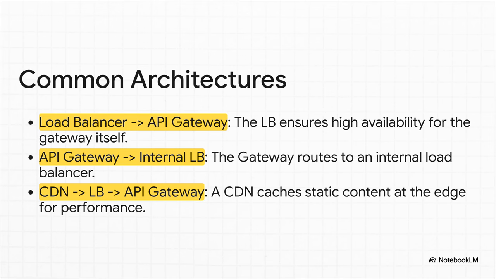And for really big global applications, you'll see pattern 3. A CDN, or content delivery network, sits at the very edge. It handles all the easy stuff like images and videos, serving them from a location super close to the user. Then, only the real API requests get passed down the chain to the load balancer and the gateway. It's a beautiful, layered approach.